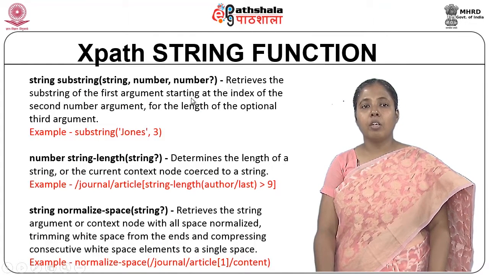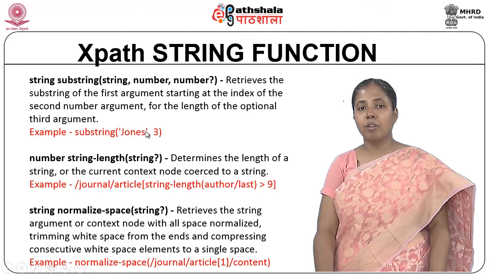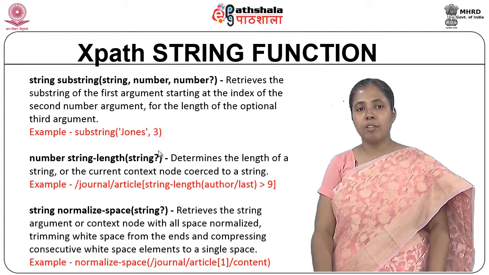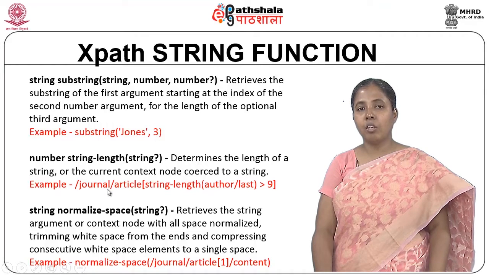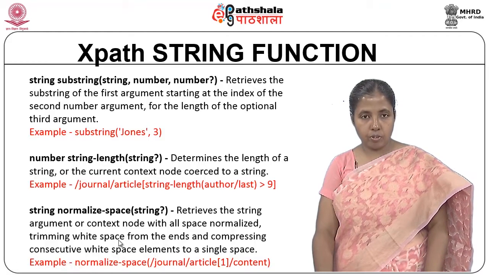Then substring retrieves the substring of the first argument starting with the index of the second. Here the first argument is given as Jones. Starting with index 3, the rest of the string till the end of the string would be returned by this function. String-length determines the length of the string or the current context node coalesced to a string. And there is a function called normalize-space, which retrieves the string with all space normalized.